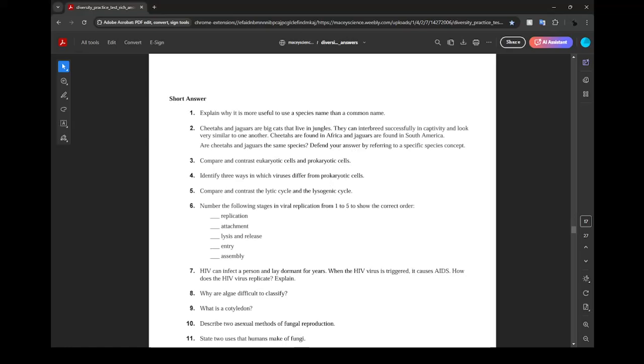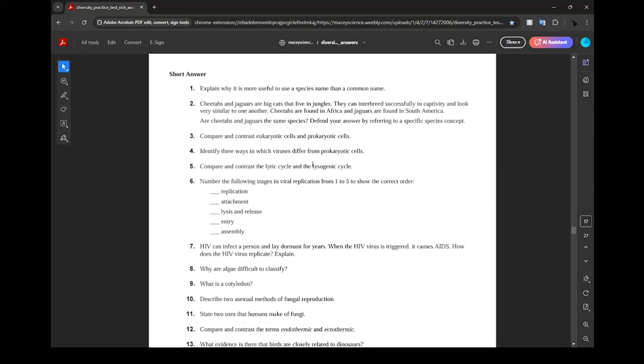Question 4. Identify 3 ways which viruses differ from prokaryotic cells. So virus, we learned that they're like literal parasites. They cannot survive outside of cells. They need their host cell to actually survive. If they don't have a host, they die completely. And viruses have genetic material, they reproduce in some way, but apparently some scientists in our world do not consider viruses to be living. Unfortunate.